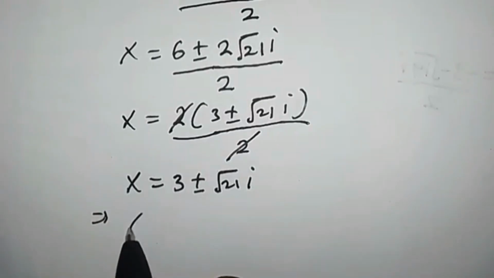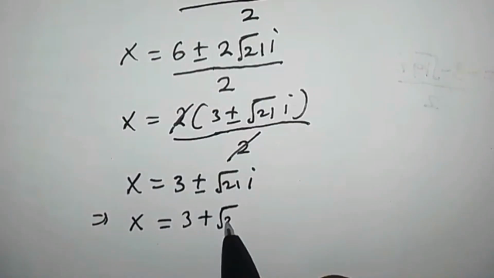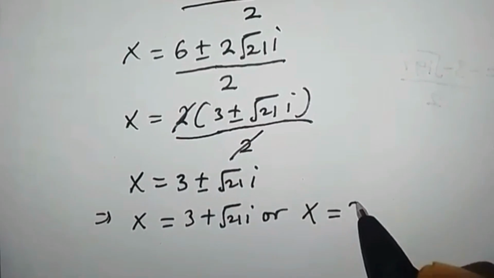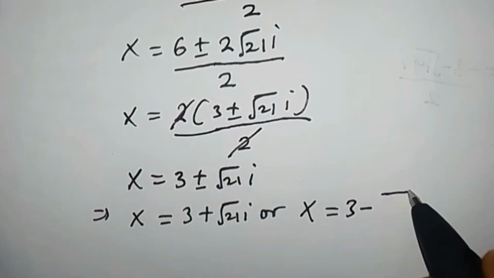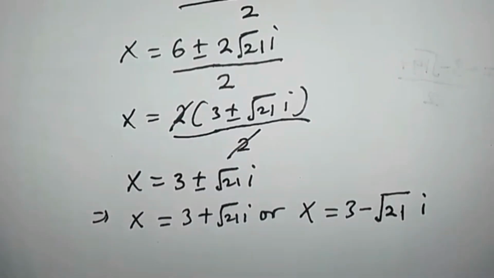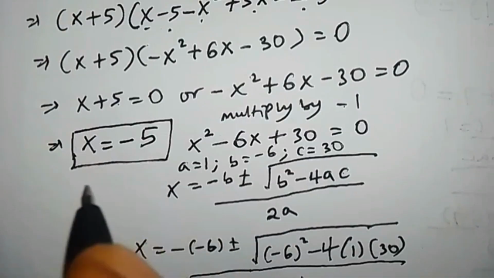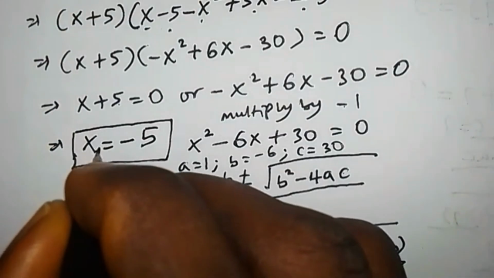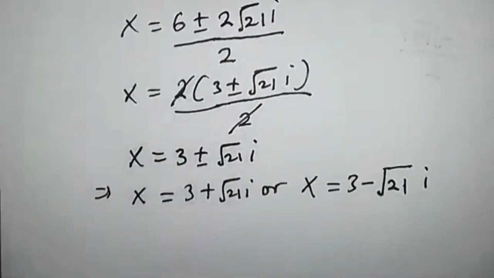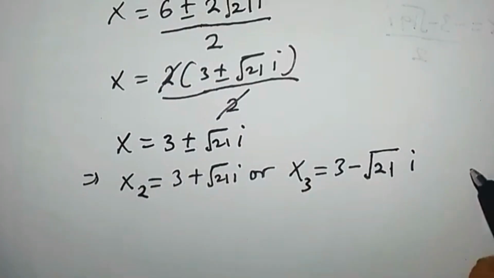This implies that x is either equal to 3 plus square root of 21 i, or x is equal to 3 minus square root of 21 i. You will see that we have three distinct solutions. This is the first solution, x equals minus 5. Let's call it x1. And the two other complex solutions are these. Let's call this x2 and this x3. That's it.